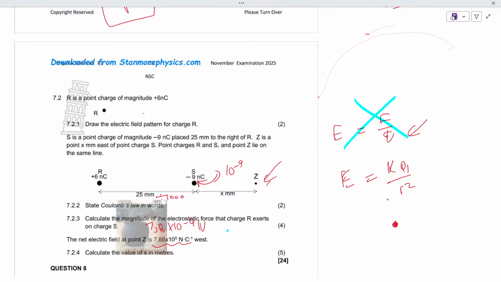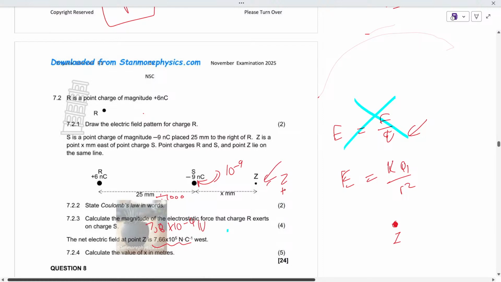Okay, so what we have to do here is find the E-net from here to here. The first thing to do is draw a free body diagram. That's very important. At point Z, we take it as a positive test charge, even though they haven't told us, unless they say otherwise, unless they say it's negative. You get me?